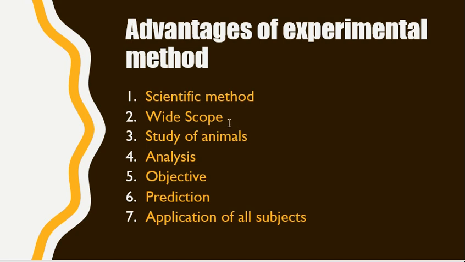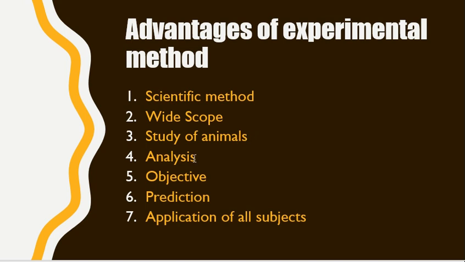Another advantage is that this method has wide scope. It can be applied to a vast number of individuals. The experimental method can be applied to a wide number of subjects and to a wide number of topics. This method can be applied to animals as well. We can control conditions, or we can provide experimental conditions to study the behavior of animals as well. As Ivan Pavlov, B.F. Skinner, Edward Lee Thorndike, and many others conducted experiments on animals in their labs. Later on we will study these experiments in detail.